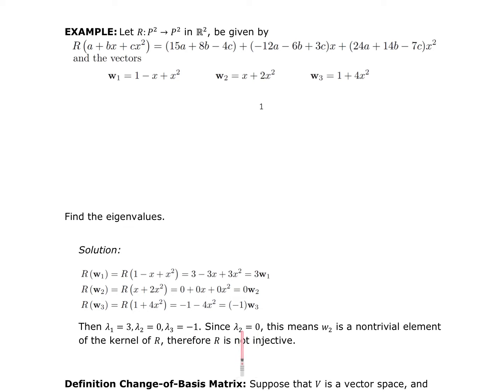Now, here's a little note. Since lambda sub 2 is equal to 0, that means that w sub 2 is a non-trivial element of the kernel of R. Therefore, we know that this linear transformation, because I get a lambda equal to 0, is not injective, which means it is not an isomorphism.